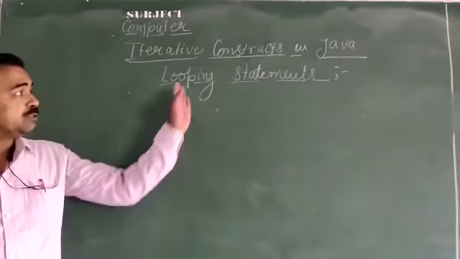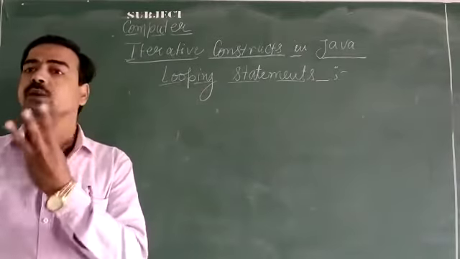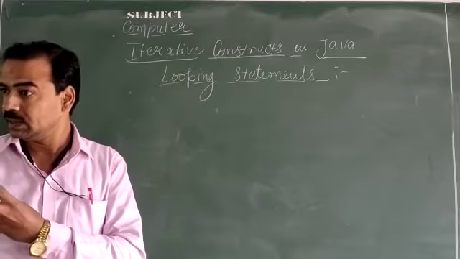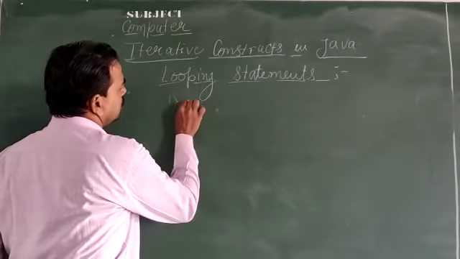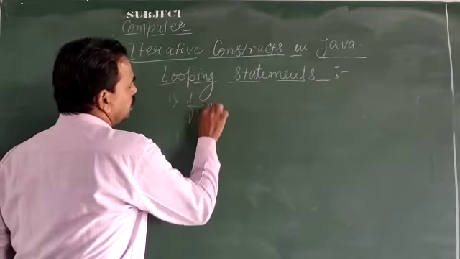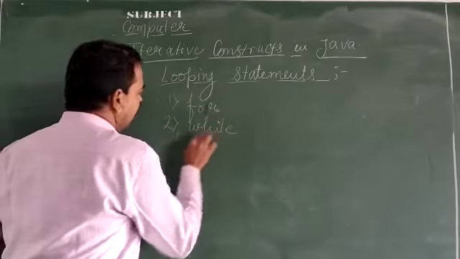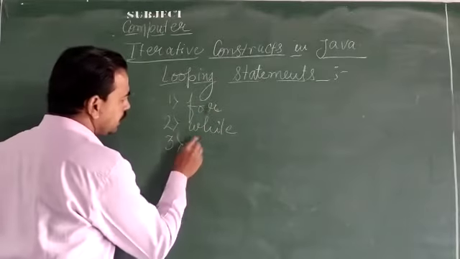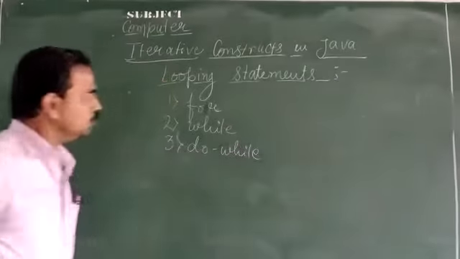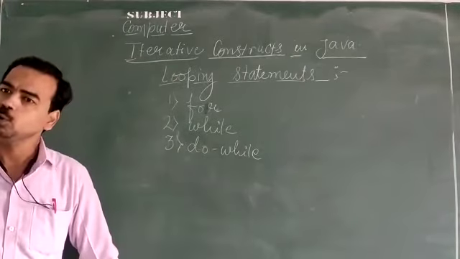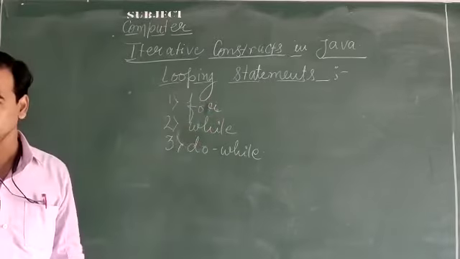Now, next we are going to discuss the looping statements. Basically there are three looping statements in Java. How many? Three looping statements. Number one is for loop. Number two is while loop, and number three is do while. These three are the looping statements. One by one we will discuss, starting with the for loop.